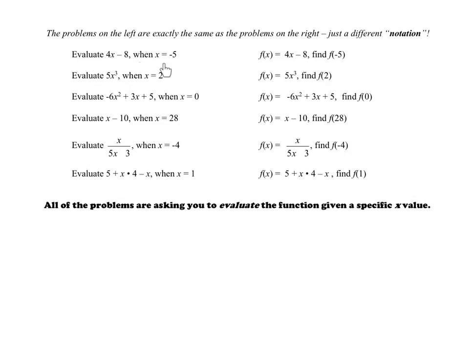All right, so now evaluate this is the same as this. This is just a fancy notation. You may have never seen this before. This is called function notation. And you say this, f of x equals 4x minus 8. Find f of negative 5. It's basically just saying evaluate when x equals negative 5. It's just super fancy. So if you notice, all of these have a rule telling you what to plug in for x. Rule, plug that in for x. This is your rule, plug that in for x. Rule, that should say minus, plug that in for x. Okay? Rule, plug that in for x. So all the problems are asking you to evaluate the function given a specific x value.